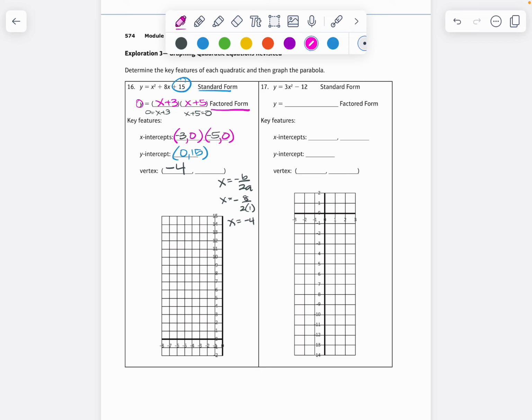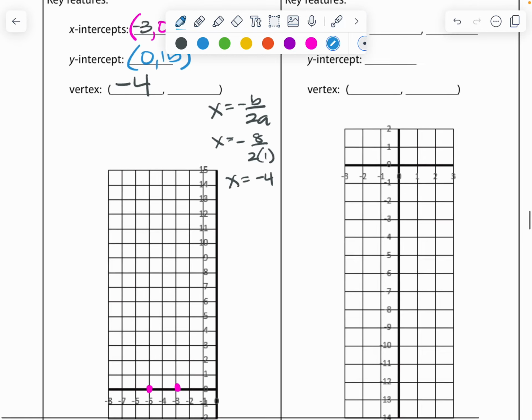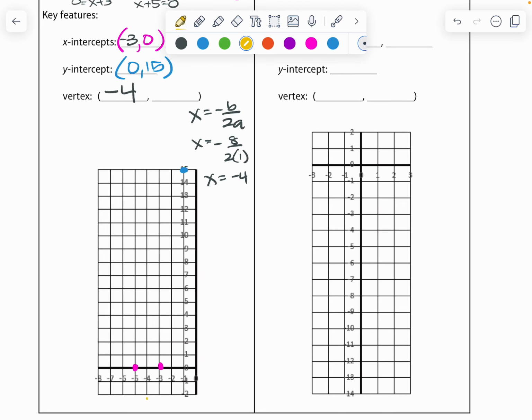So my x-intercepts are negative 3 and negative 5. Should probably zoom in. I know that my y-intercept is 15, way up here. I know my axis of symmetry is x equals negative 4. Look at that. I don't know why I'm not on the line. All right. I need a vertex still, don't I?